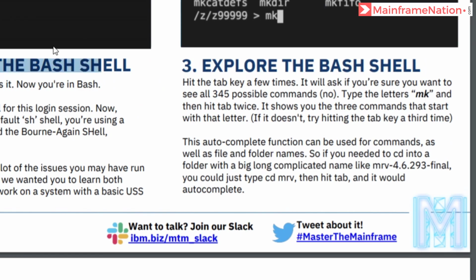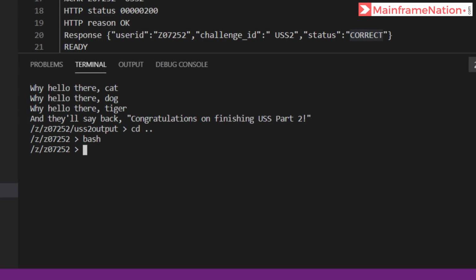Step 2 is complete. In step 3, explore the bash shell. Hit the tab key a few times. It will ask if you are sure you want to see all 35 possible commands. Give no. Then type the letters mk. So give here tab.